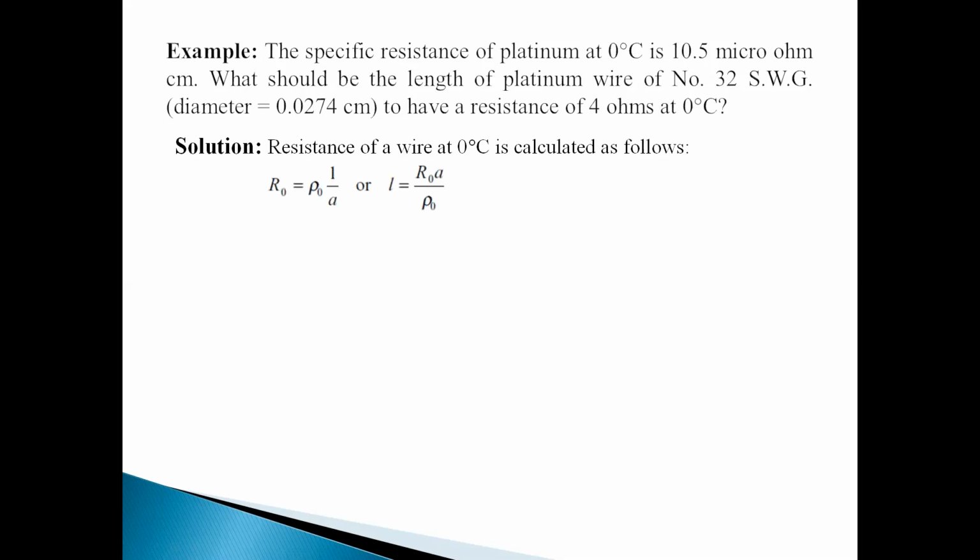The resistance of the wire at 0 degree temperature can be calculated with the formula R equals rho L by A. This is not 1, this is L. We need to calculate the length of the platinum wire, so L will be R A by rho.